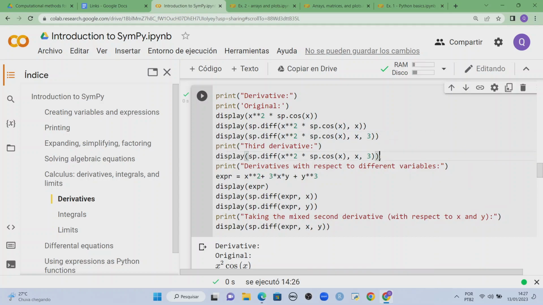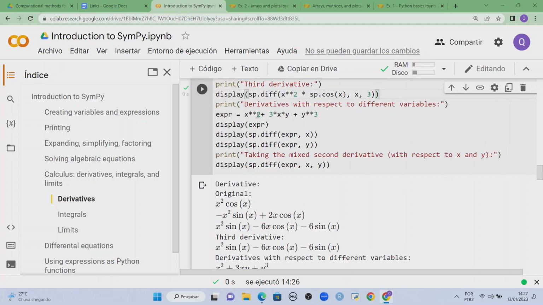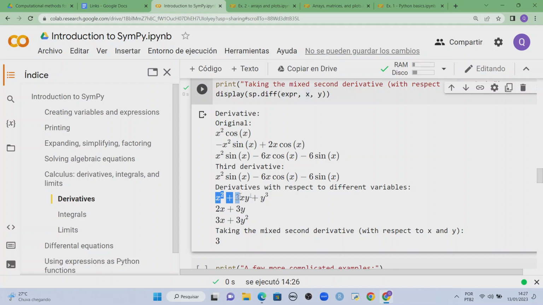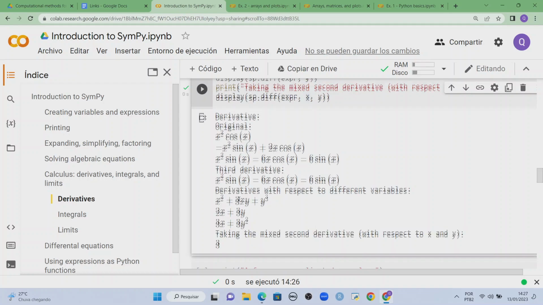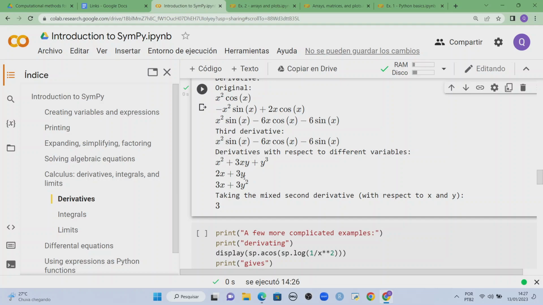A few more examples, right? So I can take derivatives with respect to different variables, okay? If I have this expression here, for instance, I can diff this with respect to x. I think it's the first one. And the second one is the derivative with respect to y, okay? You see that you have different results, right? When you diff with respect to y, this x squared term goes away. And when you diff with respect to x, this term goes away, okay? So you're left with 2x, 3y here, and 3x, 3y squared here, okay?